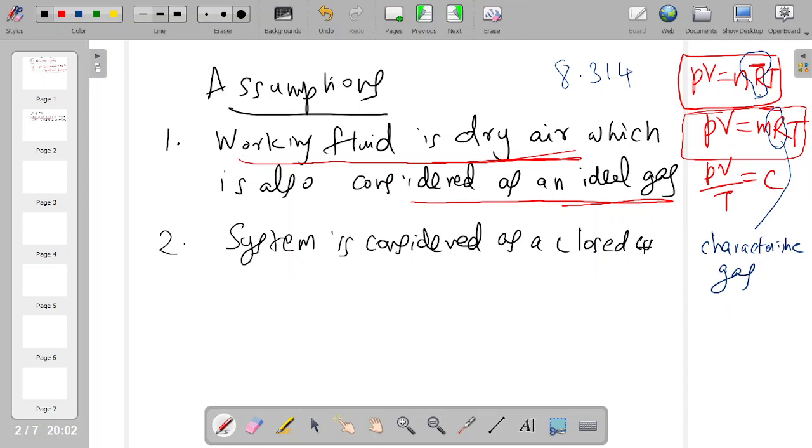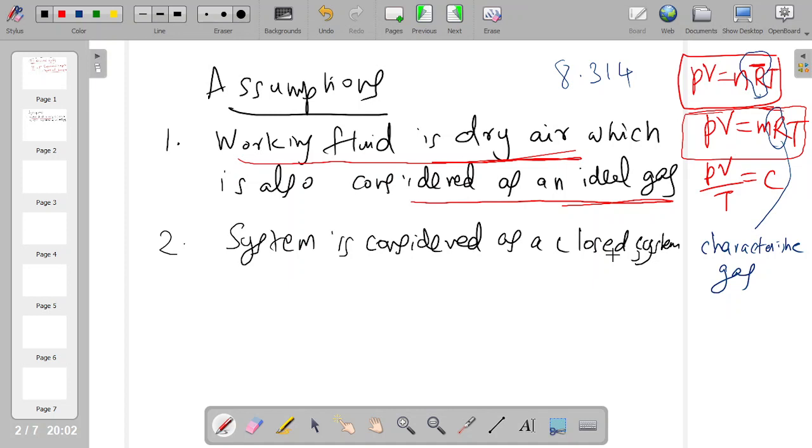But what about an actual IC engine? In an actual IC engine, our system will be an open system, because fresh air will be entering, we will produce work, and the exhaust is emitted. So it is an open system.